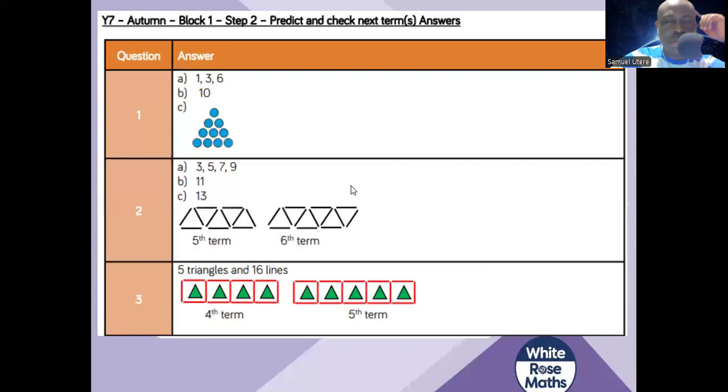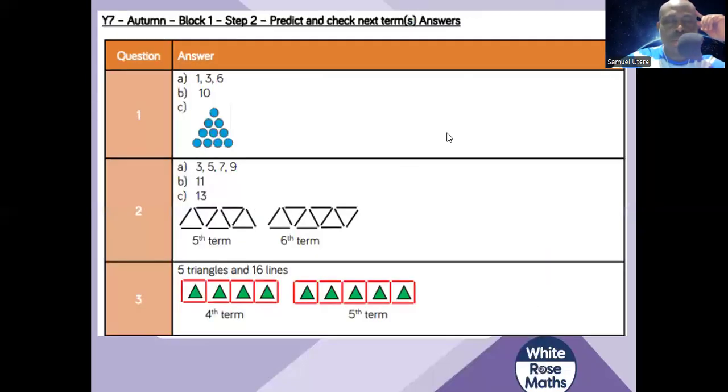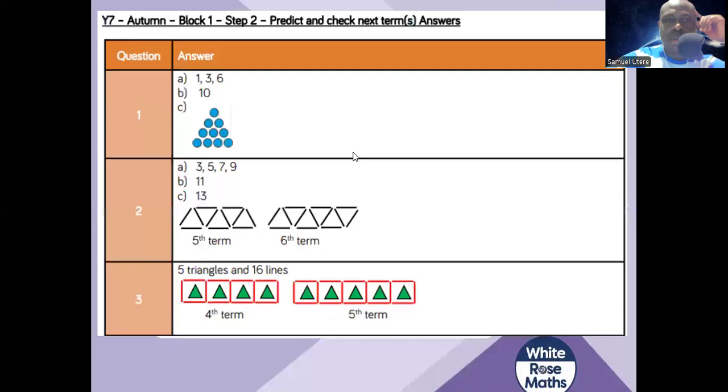So for B, it's going to be 10, because you can see that every time we're adding an extra 1 to the sequence. So here we added 2, here we added 3. So the next time we're going to be adding 4. So if this is 6, the next one has to be 10. Yeah? And then you're asked to draw the next term to check your answer. So when you draw it, you'll see that there are actually 10 circles.